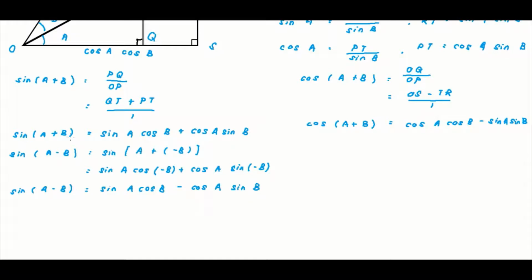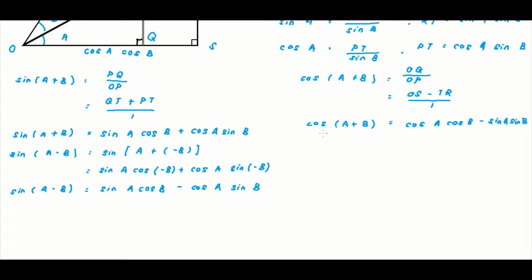So the difference for sine is actually very easy to remember. They have the same term when you expand, which is sine A cos B, cos A sine B. But when you plus it, then you have plus. If you minus, then you have a minus. Okay, so you get the two formula here.